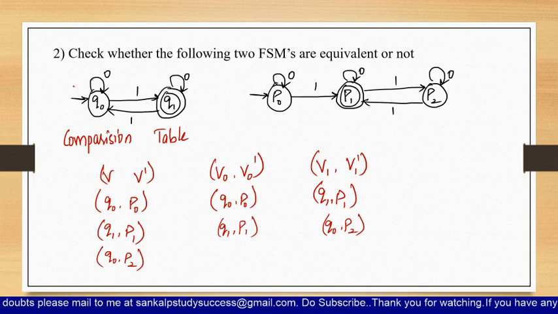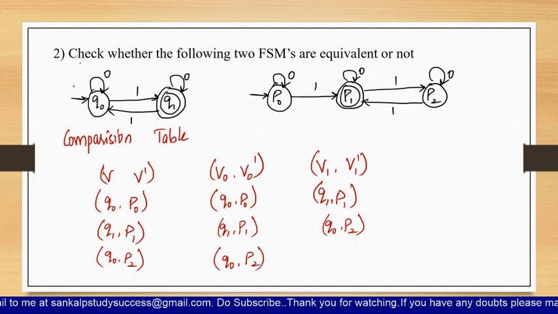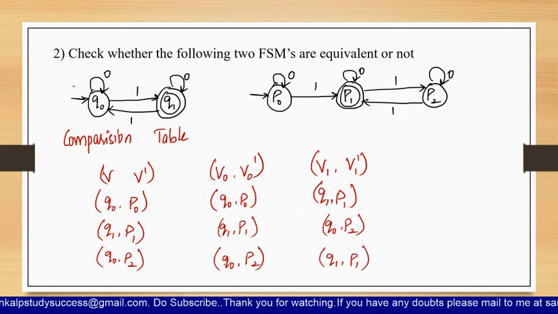For Q0, if you apply 0, you will get Q0, and for P2, if you apply 0, it gets P2. For Q0, if you apply 1, it goes to Q1, and for P2, if you apply 1, it goes to P1. Now let us see Q0 and P2. Q0 is non-final and P2 is also non-final, so no problem. Q1 is final and P1 is final, so no problem.